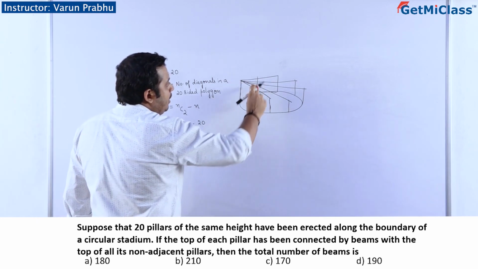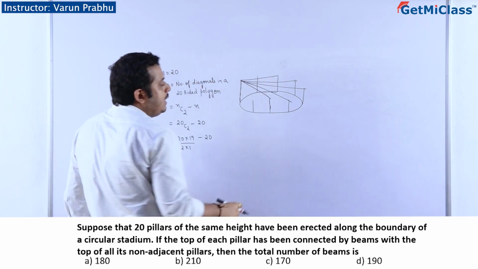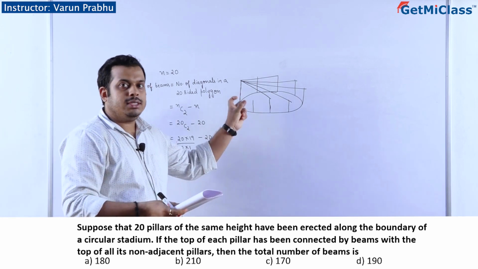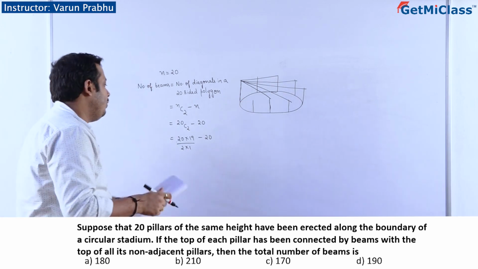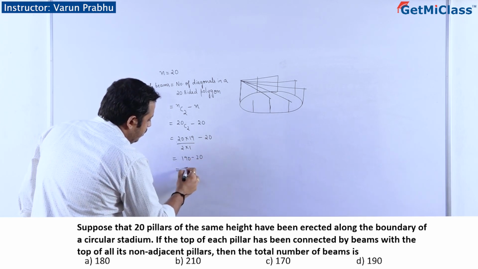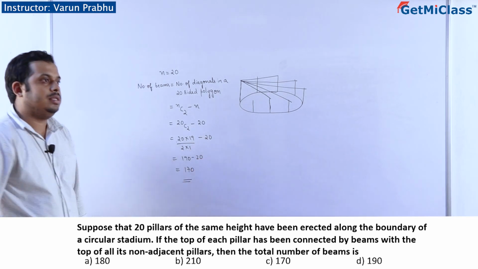Non-adjacent pillars, if you connect, that becomes a diagonal, right? All the non-adjacent pillars if you connect, then it becomes a diagonal. If you connect the adjacent ones, it becomes the sides of the polygon. So what is the answer that we get? 190 minus 20. So the answer to the question will be equal to 170, which is the answer to the question.